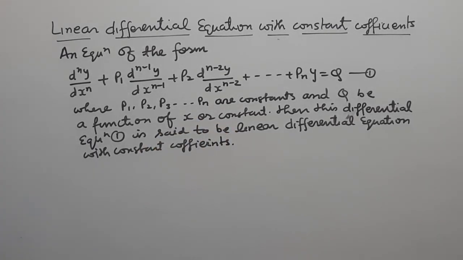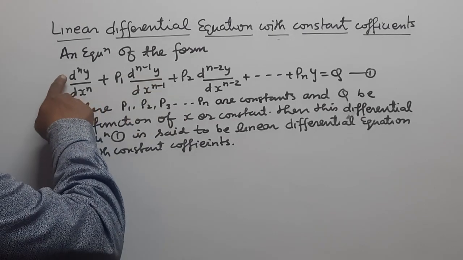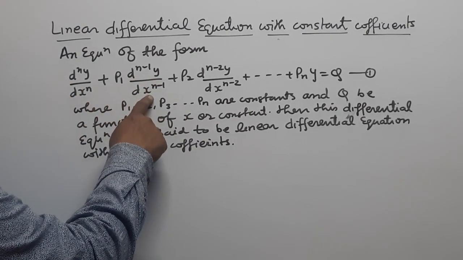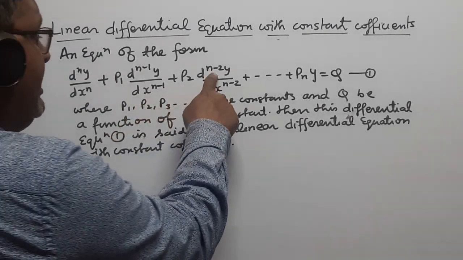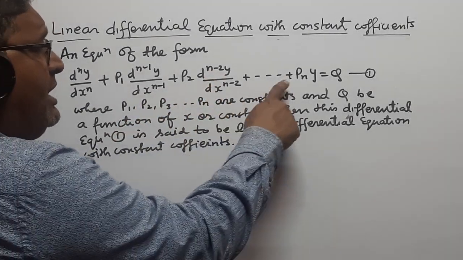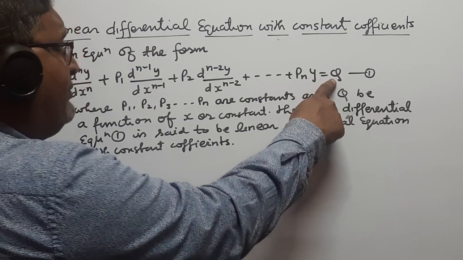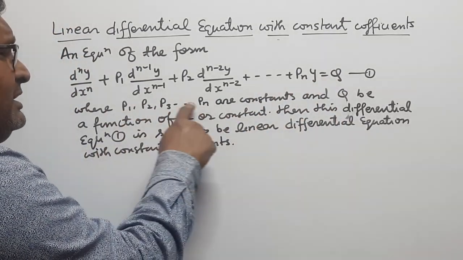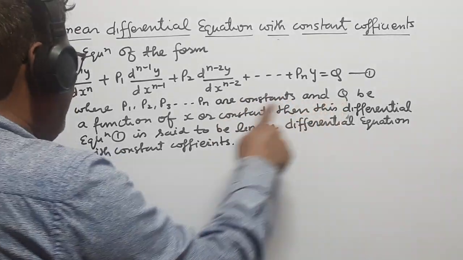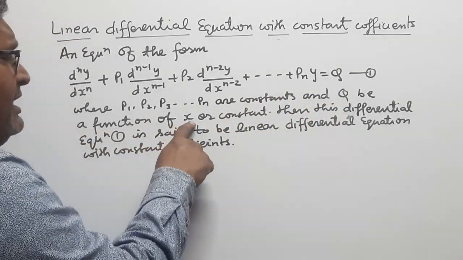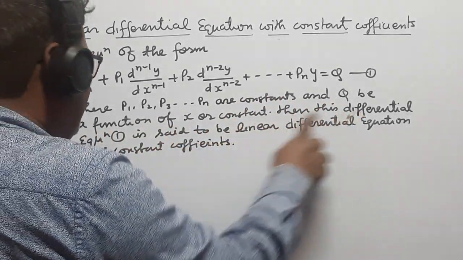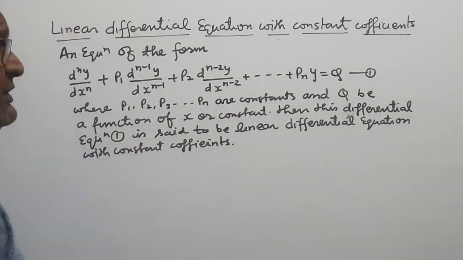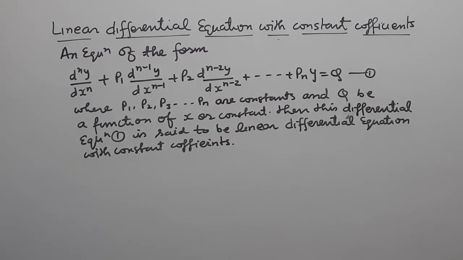Here you can see an equation of the form d^n y by dx^n plus p1 d^(n-1) y by dx^(n-1) plus p2 d^(n-2) y by dx^(n-2) and so on pn y is equal to q, where p1, p2, p3 and so on pn, all these are constants and q is either a function of x or constant. Then this differential equation 1 is said to be a linear differential equation with constant coefficient.